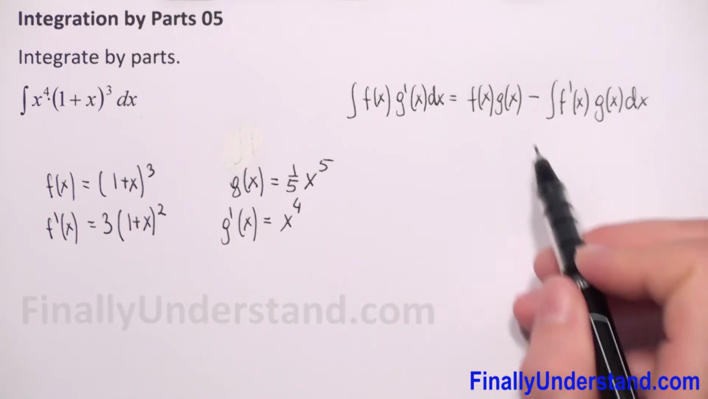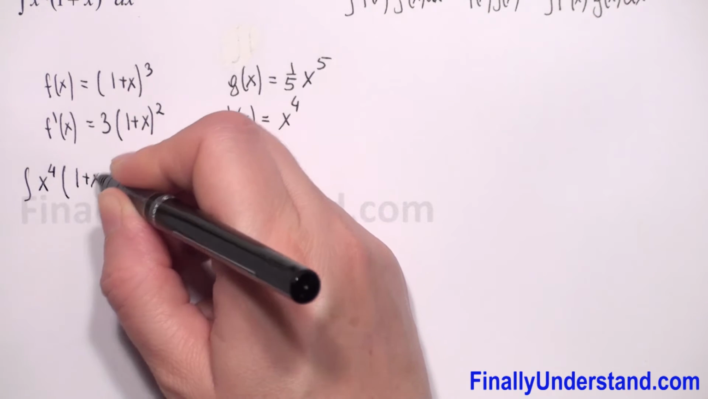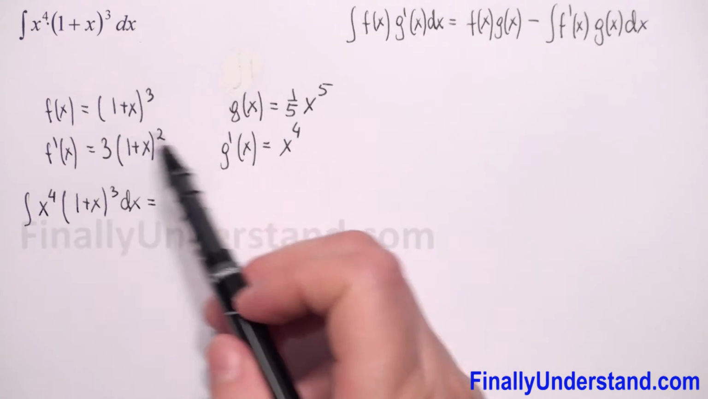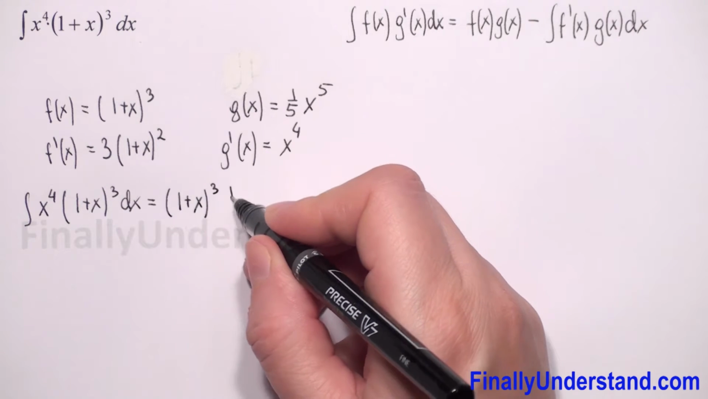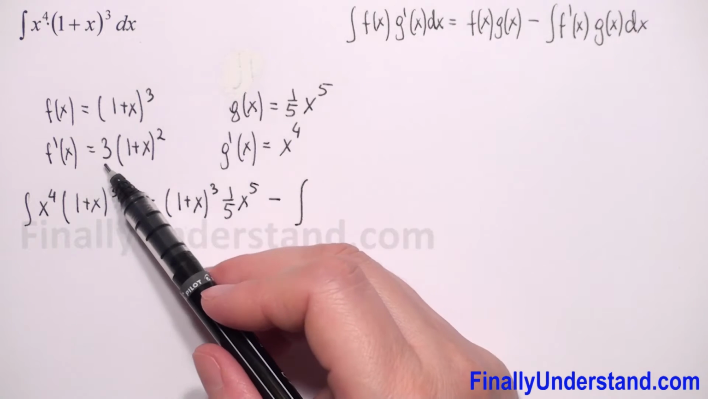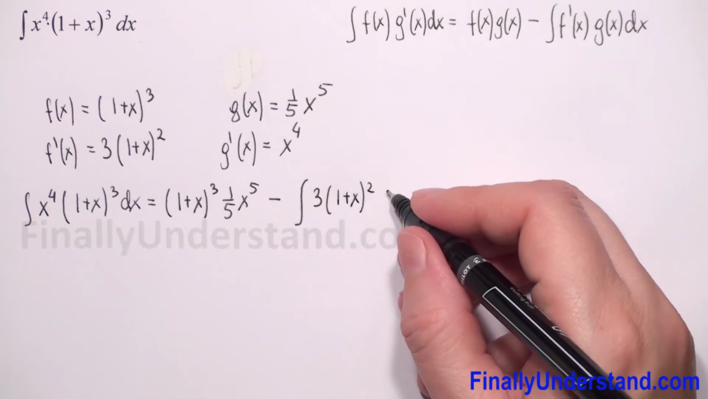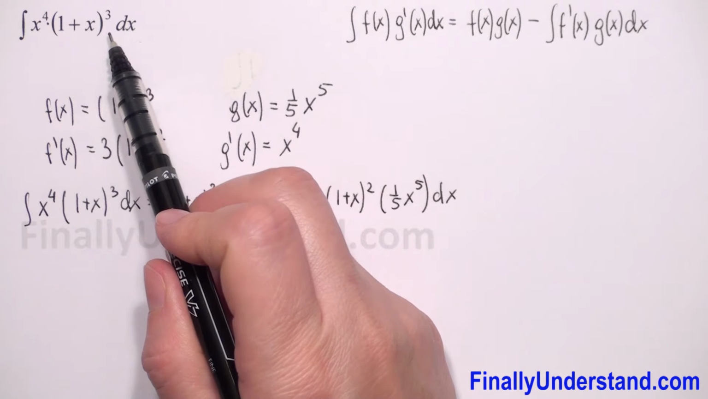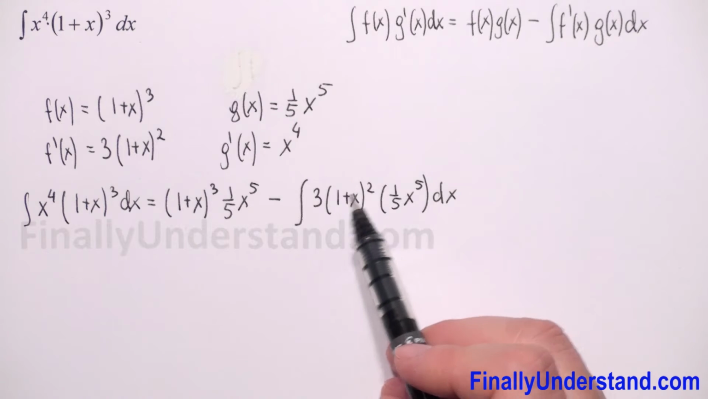So now we just have to substitute into our formula. Let me copy our integral of x to the 4 times 1 plus x to the third power dx. This is equal to, first, we need to multiply f times g. So we have 1 plus x cubed times 1 over 5 x to the fifth power. Next, we have a negative sign and the integral of f prime, which is 3 times 1 plus x squared, times g, which is 1 over 5 x to the fifth power, with respect to x. We had at the beginning 1 plus x cubed. Now we have 1 plus x to the second power. So we can do integration by parts one more time to reduce this expression.